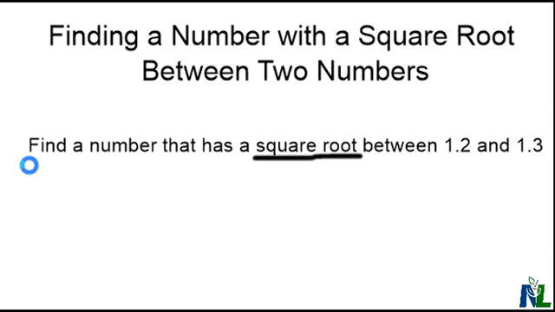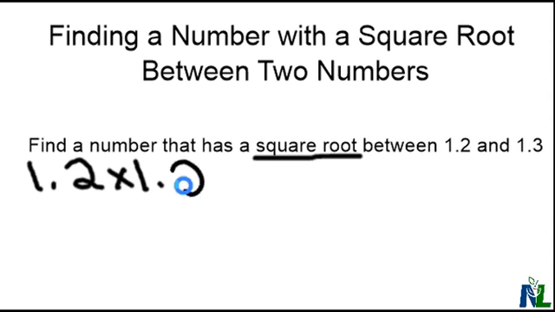So I'm going to do 1.2 times 1.2. I know 12 times 12 is 144, and I know I have two decimal places, so that's going to be 1.44.